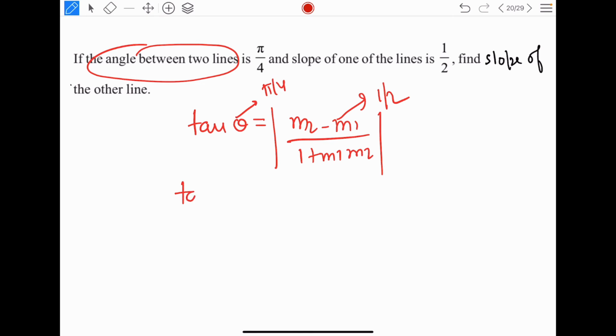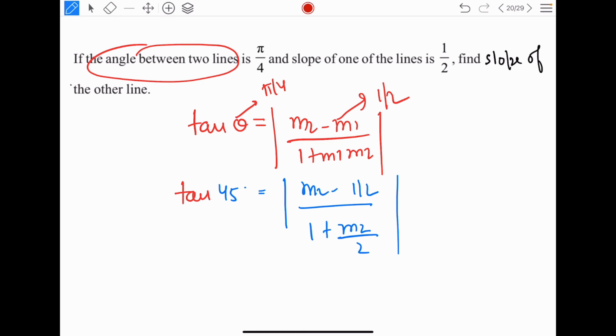Simple. So put tan pi by 4. Now from your degree radian conversion, you will know pi by 4 is 45 degrees. So I'll write tan 45 here. There's already a video on this channel regarding degree and radian, you can watch it. This is equal to m2 minus m1, and m1 is 1 by 2, so I have placed 1 by 2 here, over 1 plus m2 by 2. That's my formula. Tan 45 is 1. So 1 is equal to m2 minus 1 by 2 upon 1 plus m2 by 2.